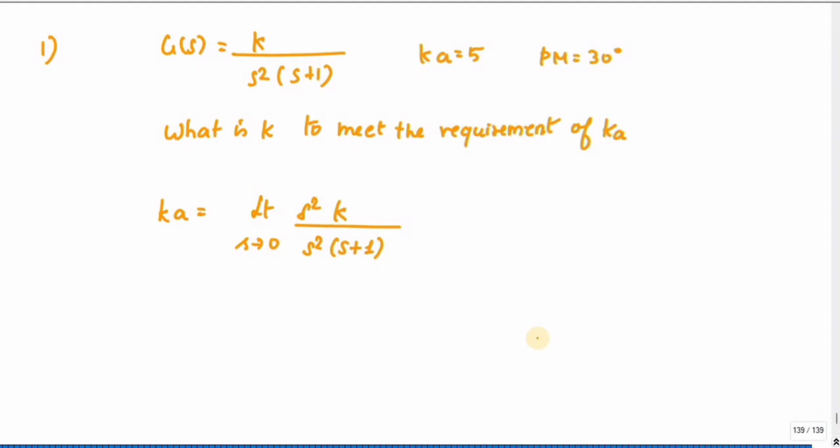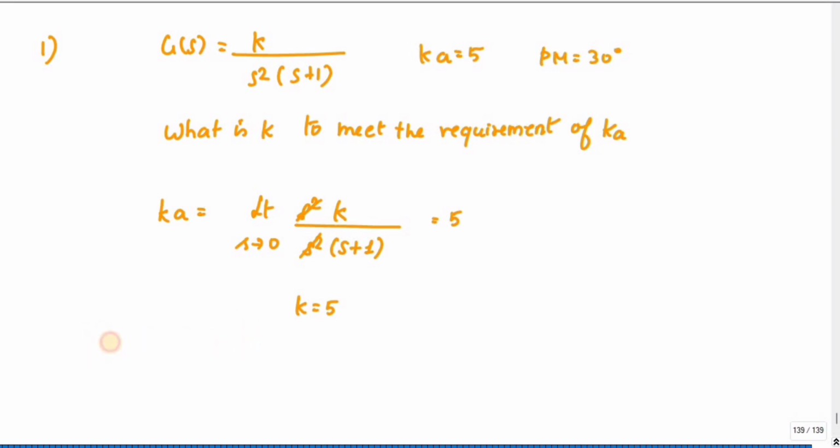I'm Dr. Vinod. So the first question is G(s) = K / (s² (s + 1)), and they are given Kv = 5 and PM = 30 degrees. What is the value of K to meet the requirement of Kv? So Kv = limit s tends to 0 of s² G(s). If I substitute s = 0, s² and s² get cancelled, so I will get K = Kv, that is equal to 5. So K is equal to 5.